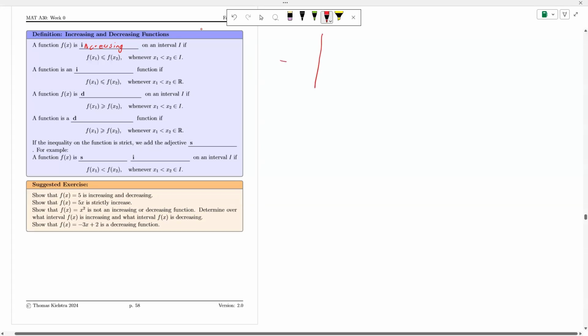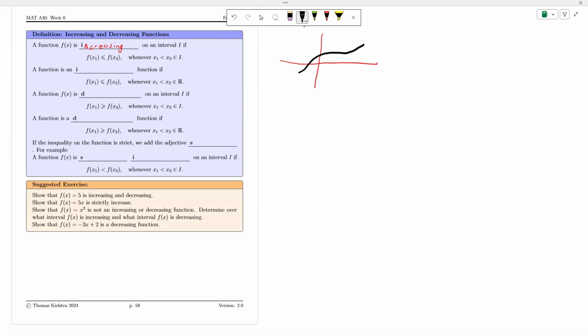So if we draw a graph and we have a line of some sort, this would be increasing. For these points here, the function's never smaller. It could be equal, but no matter which points you have, if you take the second point and then subtract the first point, the second point will always be at least as high as the first point.